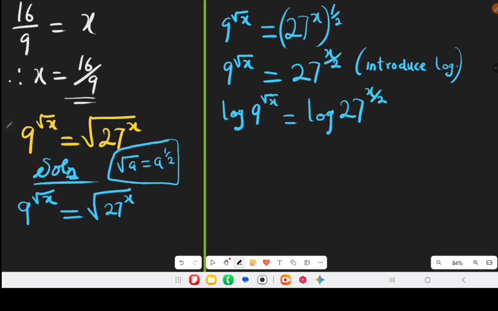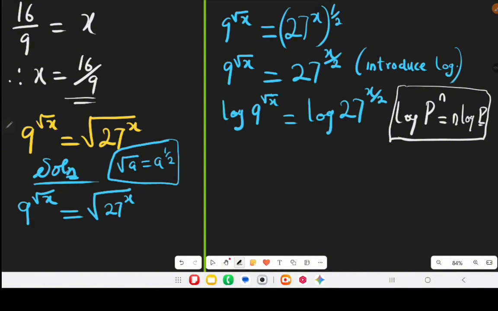In logarithm, we have the power law, where log p raised to the power of n is the same thing as n log p. The power will just come down and multiply the log. If this is true, root x multiplies log 9. That is root x log 9 equal to x over 2 log 27.